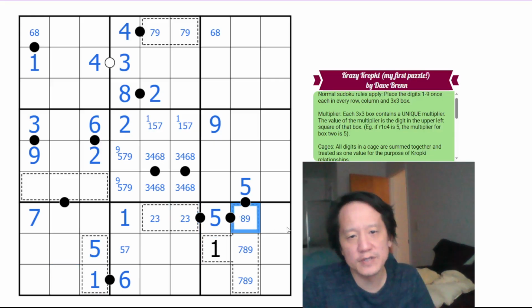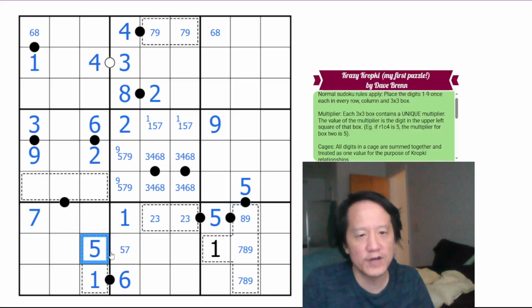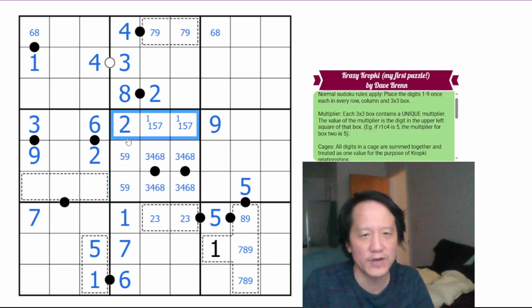This can't be 7 because of the 7 in the row. This 5 eliminates 5 here, so that's 7, which means these can't be 7. This becomes a 5-9 pair, which eliminates 5 and 9 in the rest of the box, so this can't be 5. This is a 1-7 pair.